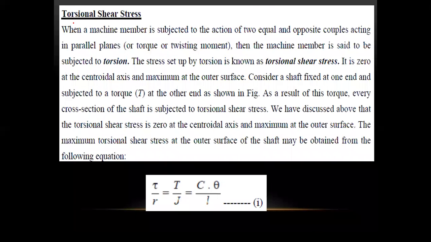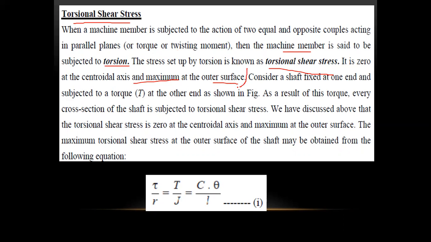Next concept is torsional shear stress. What is the meaning of torsional shear stress here? Whenever a machine member is subjected to the action of two equal and opposite couples acting in parallel planes, that is the torque or twisting moment, then the machine member is said to be subjected to torsion. The stress set up by torsion is known as torsional shear stress. It is zero at the centroidal axis and maximum at the surface.